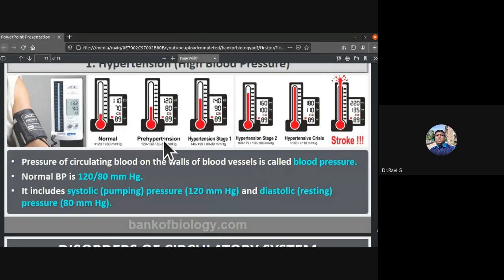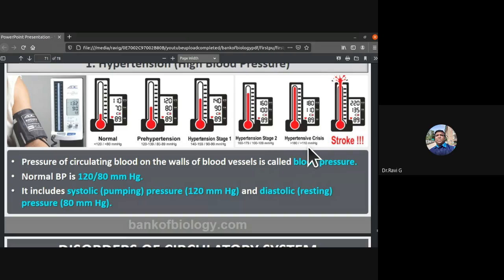This is pre-hypertension, before hypertension. The value ranges between 120 to 139 and 80 to 89 millimeters of mercury. Hypertension stage 1 is 140 to 159 and 90 to 99 millimeters of mercury. Hypertension stage 2 is 160 to 179 and 100 to 109 millimeters of mercury. The hypertensive crisis is 180 and greater than 110.